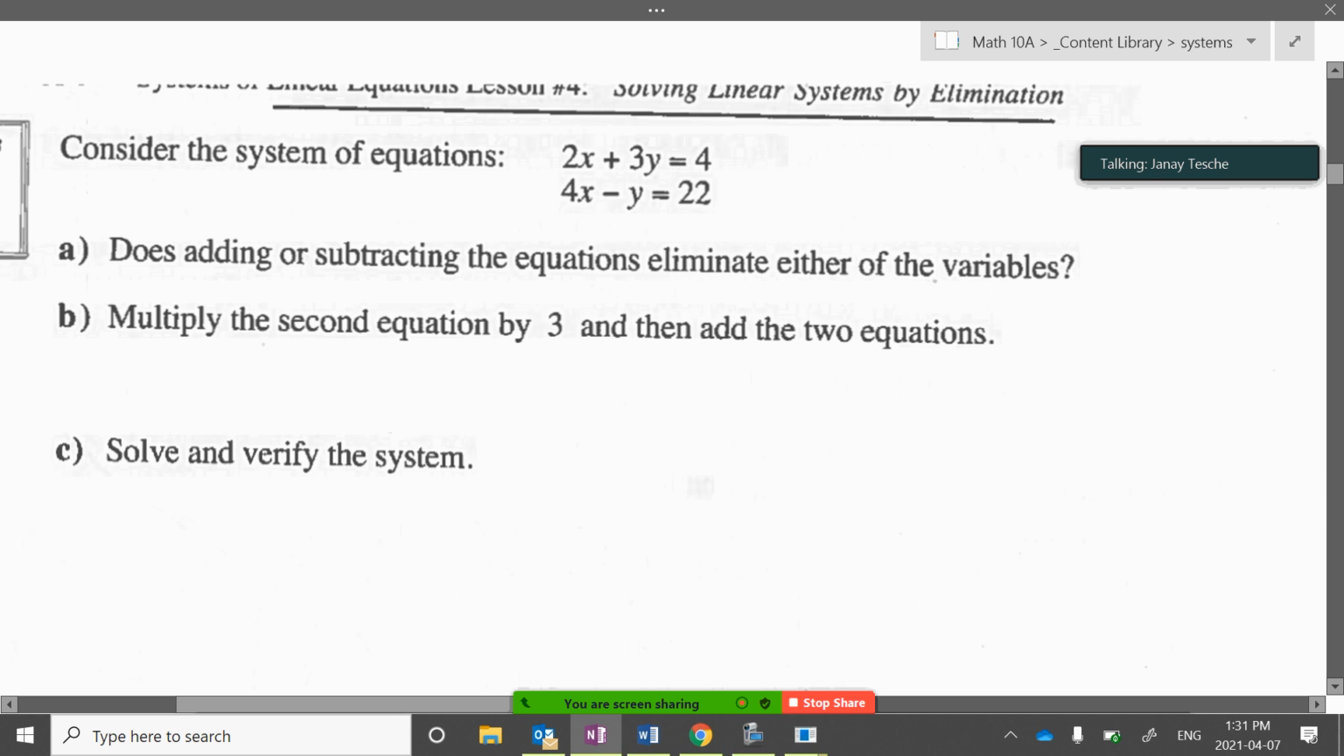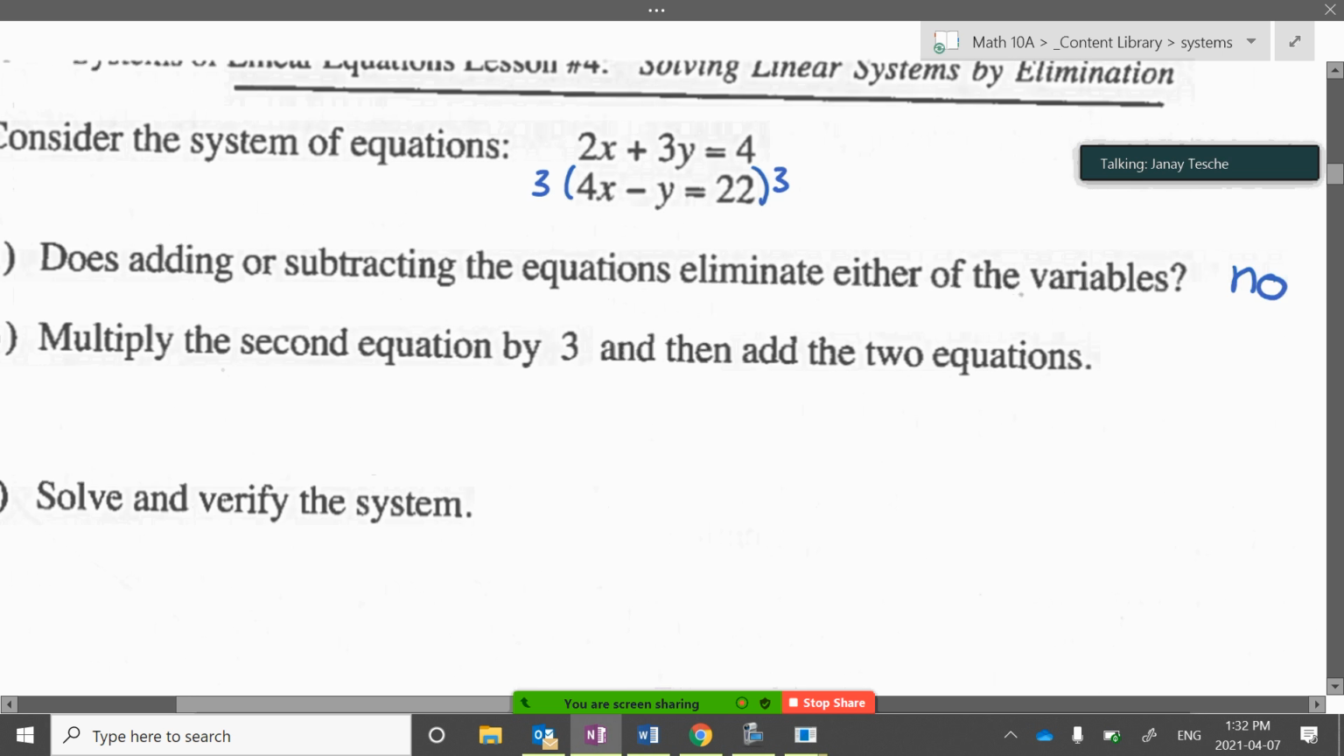So what this says here on A, does adding or subtracting eliminate a variable here? Well, it won't, because I don't have the same coefficient. So then it says multiply the second equation by 3. Then we can add them. So what we're going to do is times this by 3. Doing that changes this equation.